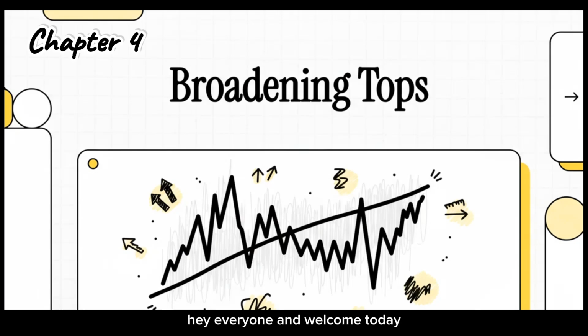Hey everyone, and welcome. Today, we're going to break down one of the wildest and, honestly, most interesting patterns you'll see on a chart, the broadening top. It's a clear signal of high volatility and some serious disagreement in the market. But for those of you who know what to look for, it can also be a field of opportunity.